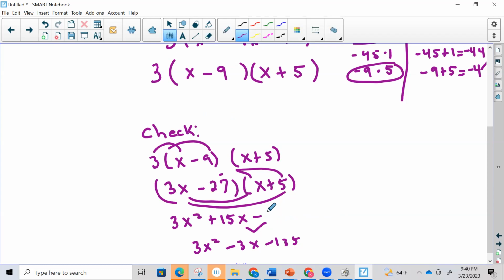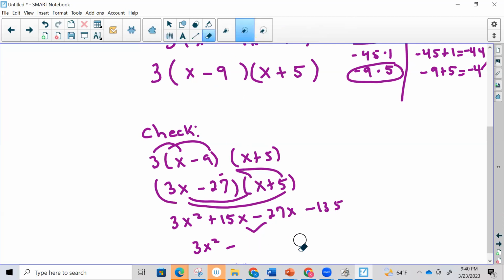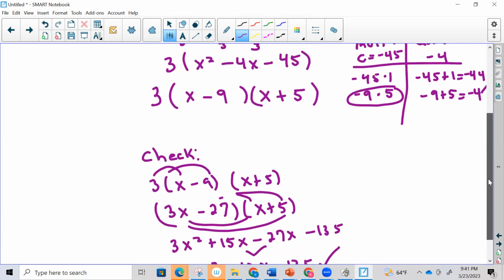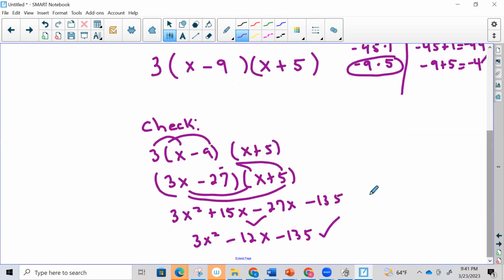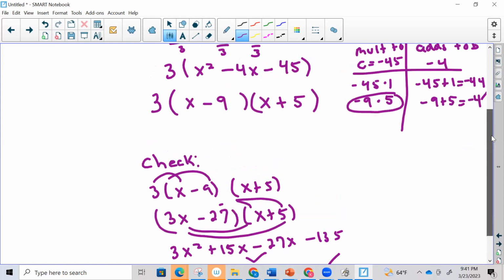So this gives me -27x. And then -27 times 5 does give me -135. I did that wrong. And so then this gives me +15 minus 27, which does give me -12x minus 135. Okay, and now I'm correct. So make sure if you don't get the right answer, that you either check your multiplying or something went wrong with your factors.